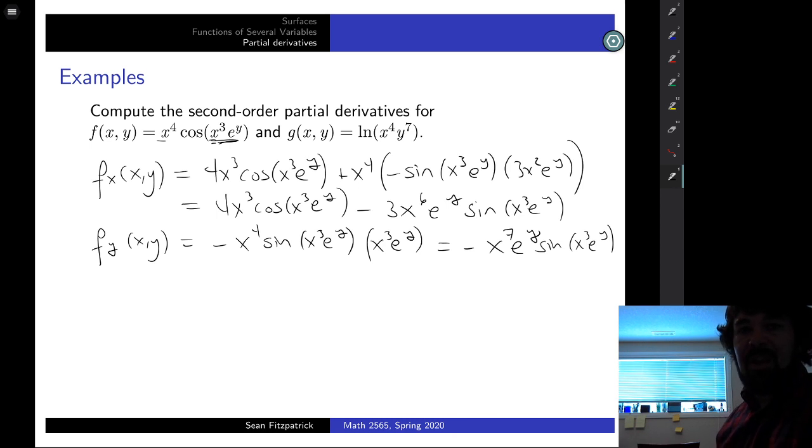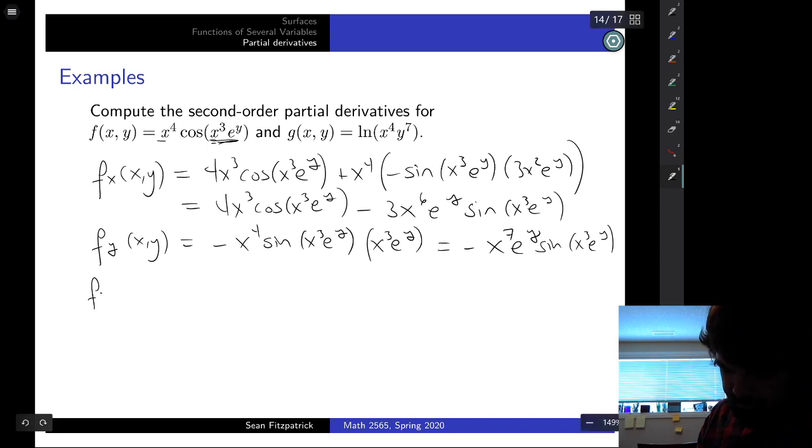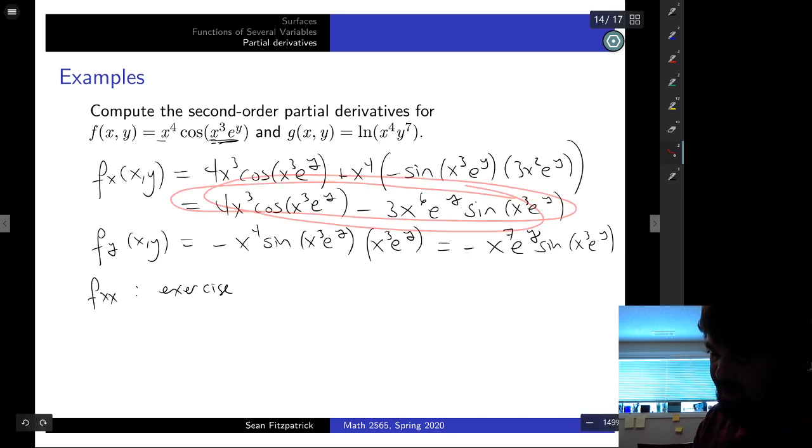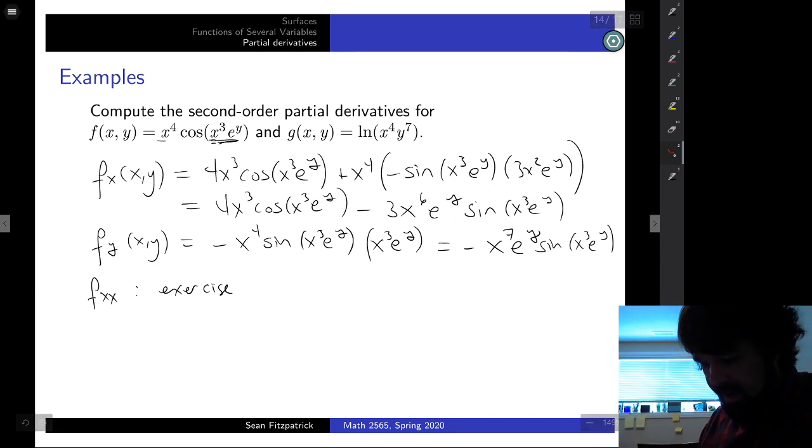Okay, and now we can do the second order, right? So we could do, for example, you know what? Let me give you this one as an exercise, because it's going to be messy. Taking the second order, like taking the x derivative twice, means I have to take the derivative with respect to x of that. And both of those terms are going to involve product rule. It's going to be a mess.